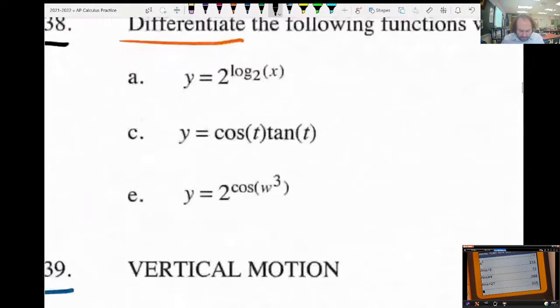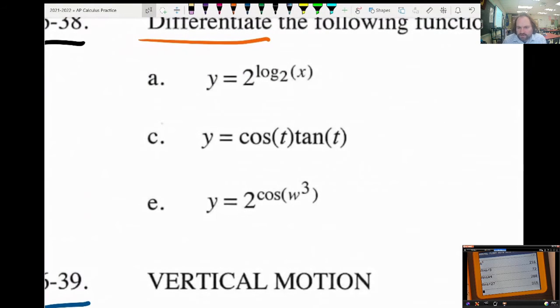The first one is incredibly easy if you have been paying attention to your logarithm rules. The idea here is that this just equals x, because 2 and the log base 2 of x actually kind of just cancel out. And so the derivative dy/dx equals just 1. The derivative of x is 1.